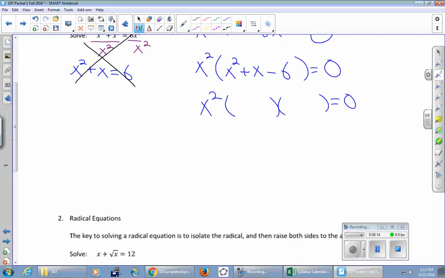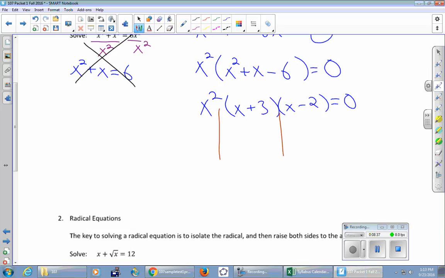Again, some of us are really quick at this. Some of us take more time. Doesn't matter to me as long as you can get to the answer. I'm just going to write the answer. If you factor this, you should get x plus 3 and x minus 2. Okay, and then we're going to write down simpler equations.